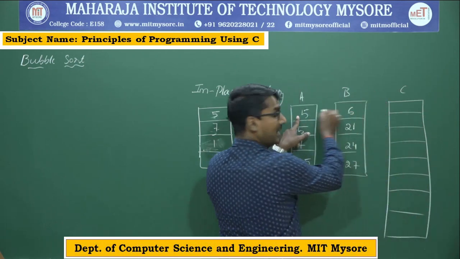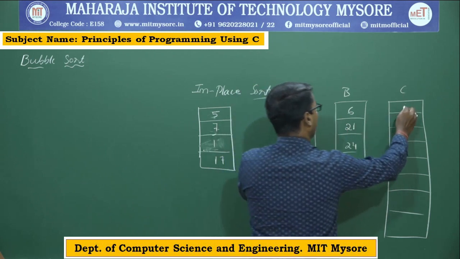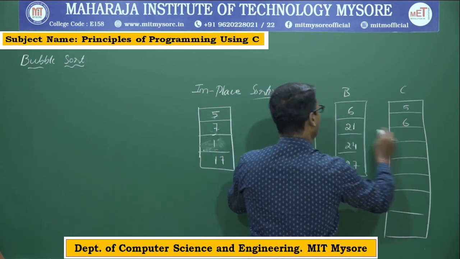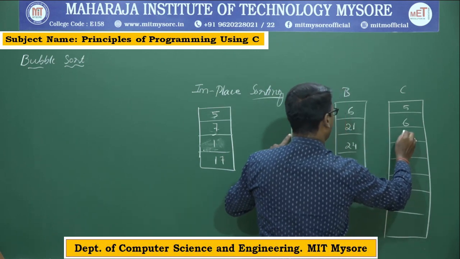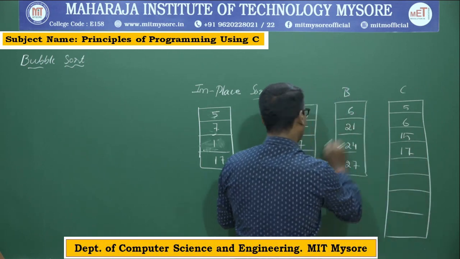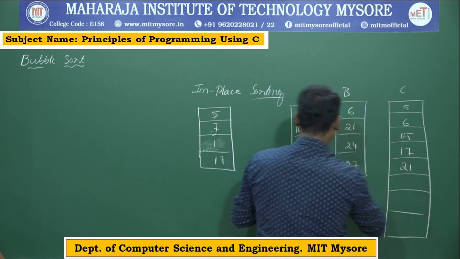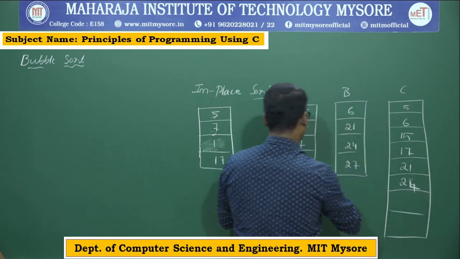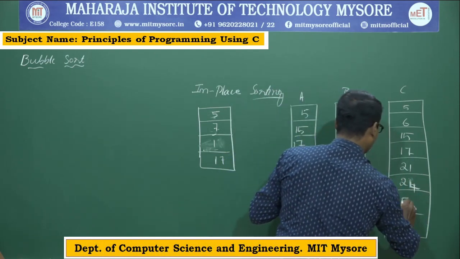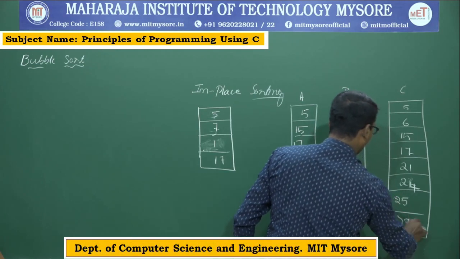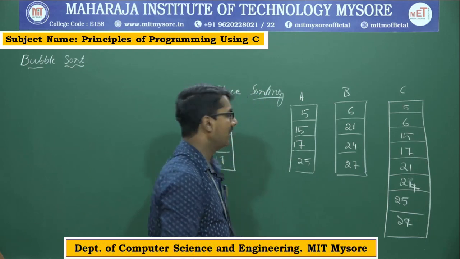So first it will compare 5 and 6, then 5, next 15 will be compared with 6, next 15, 21 will be compared, next 17, 21, next 25, 21, next 25, 24, next 25, 27, next 27. So here one more array is required for the arrangement.